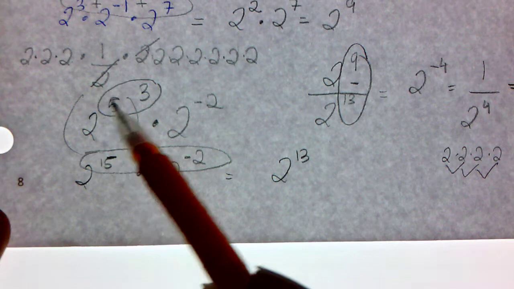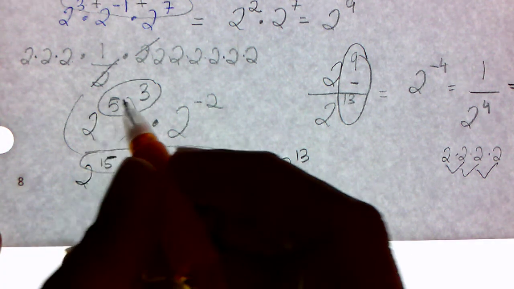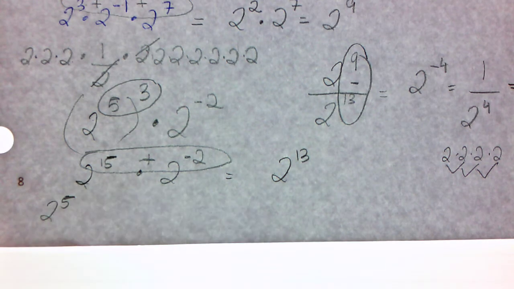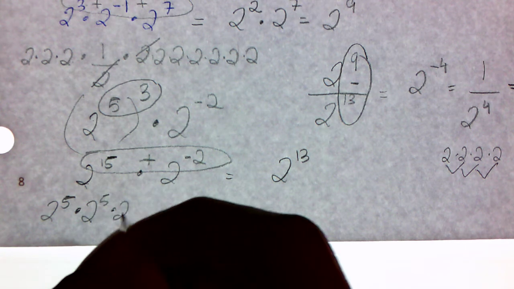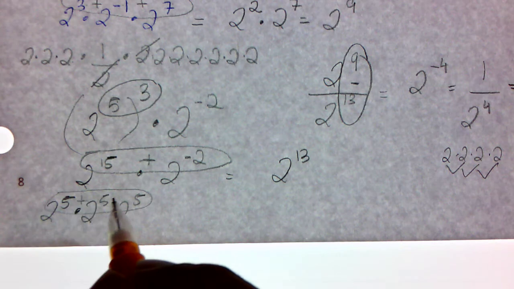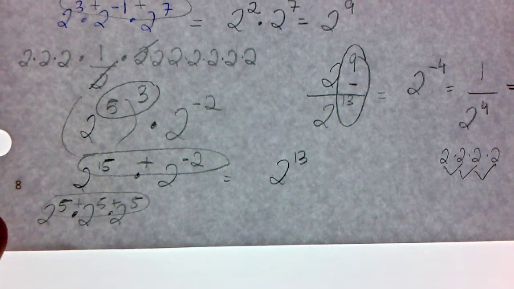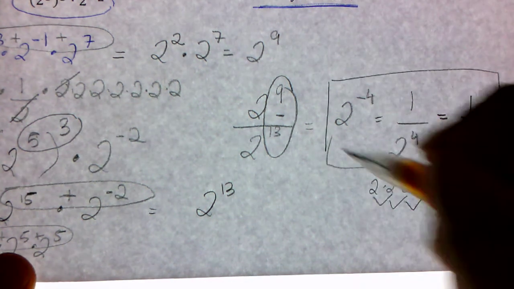How did 2 to the 5th raised to the 3rd power give us 2 to the 15th? If I expand 2 to the 5th raised to the 3rd power, the result would be 2 to the 5th times itself 3 times. Now I can use the product rule to add the exponents. The result is 2 to the 15th. Again, our answer would be any of these 3.